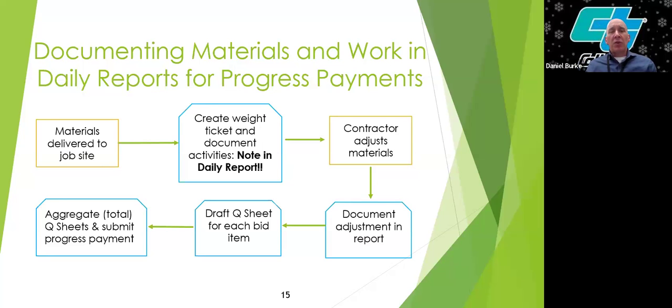Lastly, you want to draft a Q sheet for each bid item in the engineer's estimate that was executed within the contract. And then you're going to aggregate the total Q sheets and submit a progress payment. Obviously, there's a lot more work and effort that goes into this, but this is just a high-level reminder of how to create a sufficient audit trail. And that's all I had for documenting materials and creating that audit trail. So I'm going to turn things back over to Gramai.